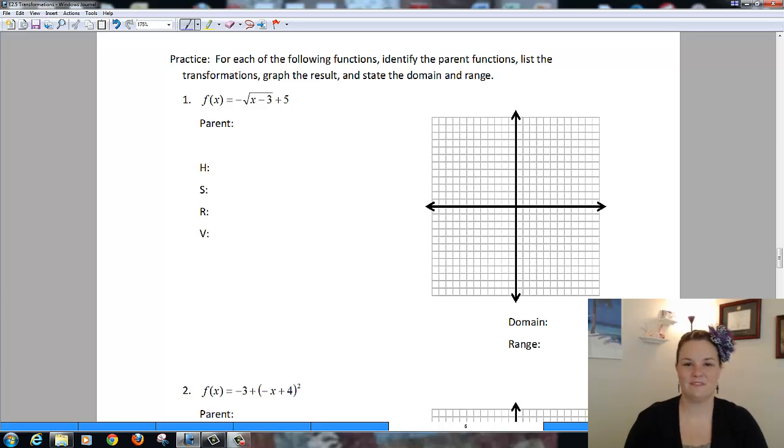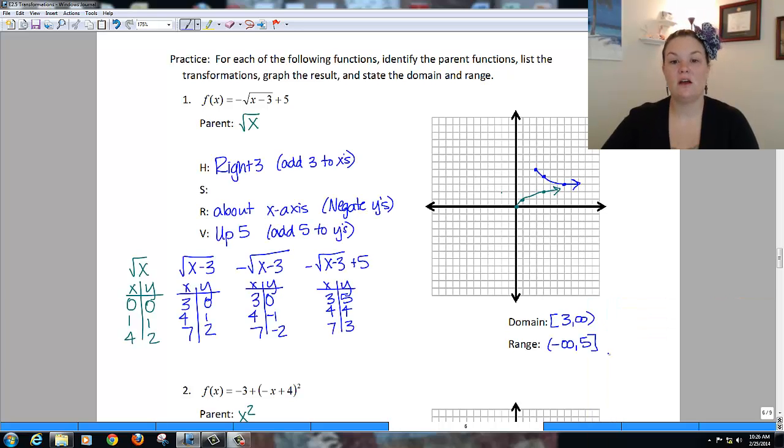Okay? All right, so on this first one, we have 3 transformations. Our parent function is the square root of x, which is our little half parabola. Okay, the -3 inside the function moves it right 3. The negative outside the function rotates it about the x-axis, which means we negate our y's. And then the +5 on the outside of our function moves it up 5.